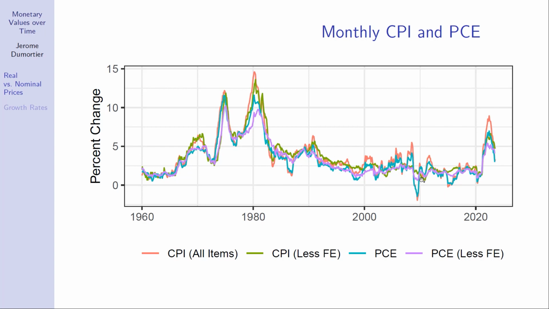Now, the green line and purple line is without food and energy, and you see that the line is much smoother. Now, you can also see that whether you're using the CPI or the PCE, they are very close in tracking the expenditure over time. You also see, of course, here you have the spike in inflation after the COVID-19 pandemic, but you can also see that the inflation has been significantly higher in the 1980s. Okay.